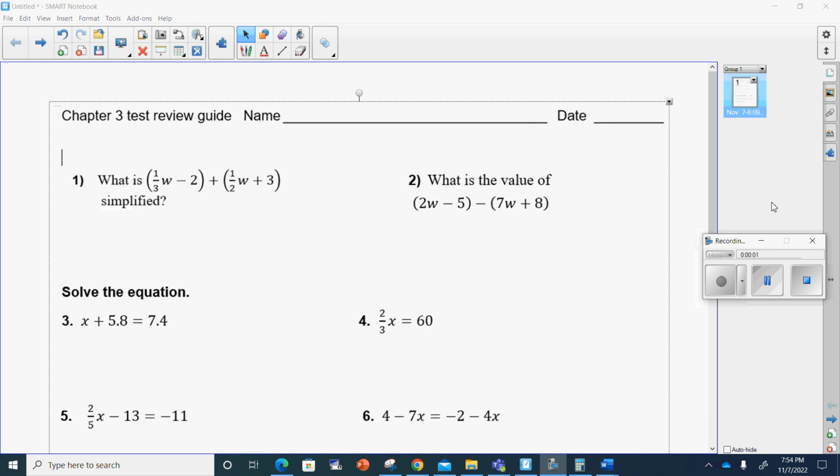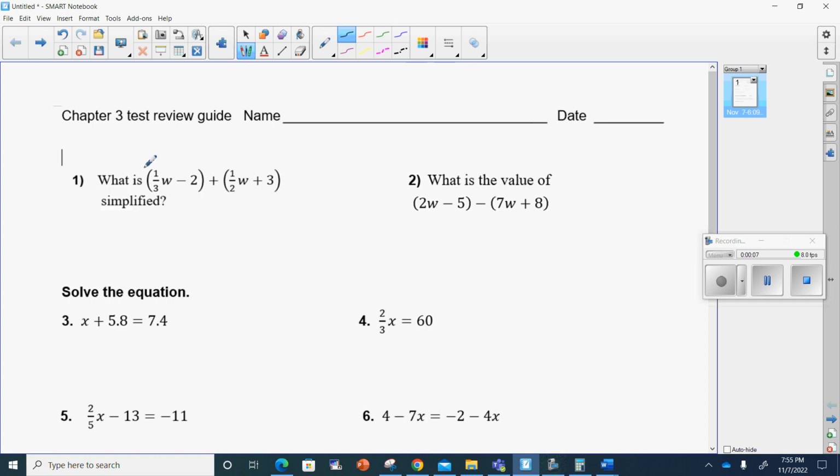Let's go ahead and get ready to take that Chapter 3 test by going through our review guide together. Let's start with the first one. What is this expression simplified?